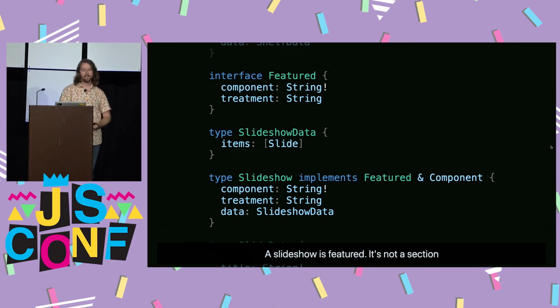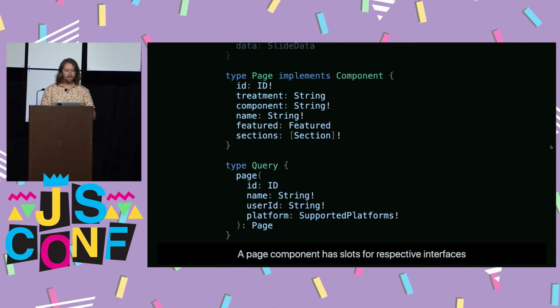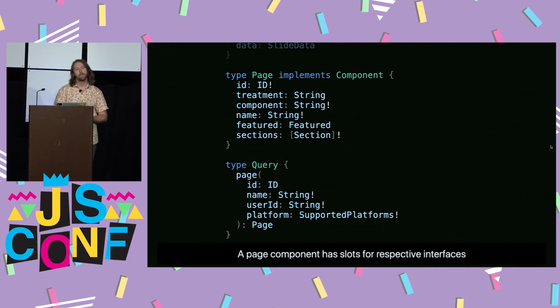So a slideshow contains slides. I think we get the picture there. And then finally, we're going to have our page type. The page type stitches this all together. It takes a featured field, which is going to be like that slideshow up at the top on the home page as the example. And then the sections field, which is going to essentially represent all of the shelves in the UI. And then our query will take the name, user ID for personalization, and a platform so that we can vary this on platform.